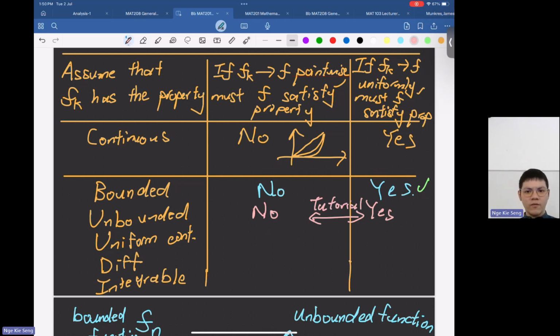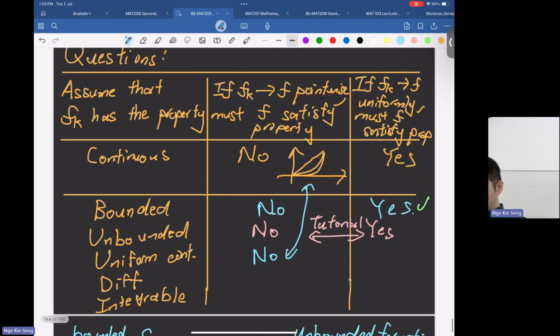Okay, for uniform continuity, the first answer is no. Why no? For pointwise, it's already not continuous. How can it be uniformly continuous? So the same example you can use. But for uniform convergence, it is yes. So you can prove it. This one is also left as a tutorial question.